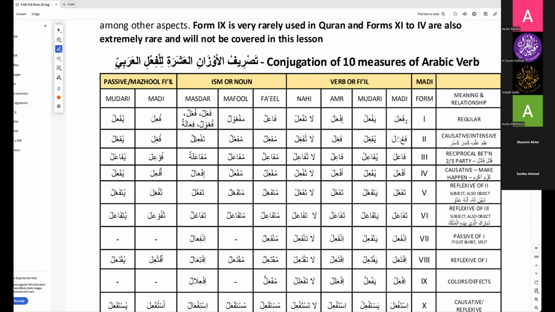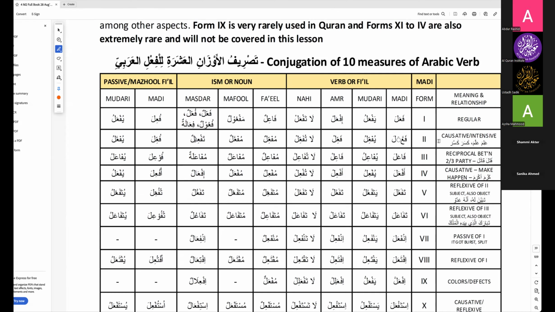Form 2, you can see the difference from fa'ala to fa'ala. Ain has a shadda on top and is pronounced twice. Fa'ala. Okay? Yufa'ilu.